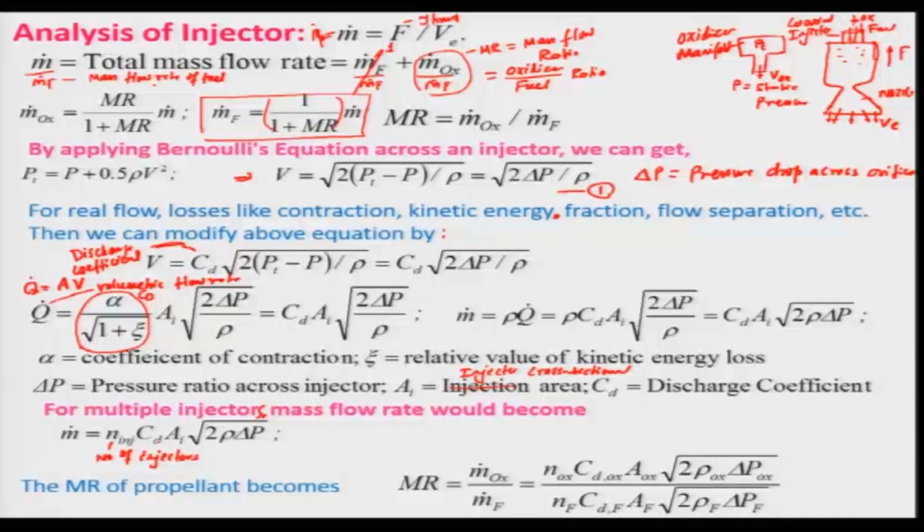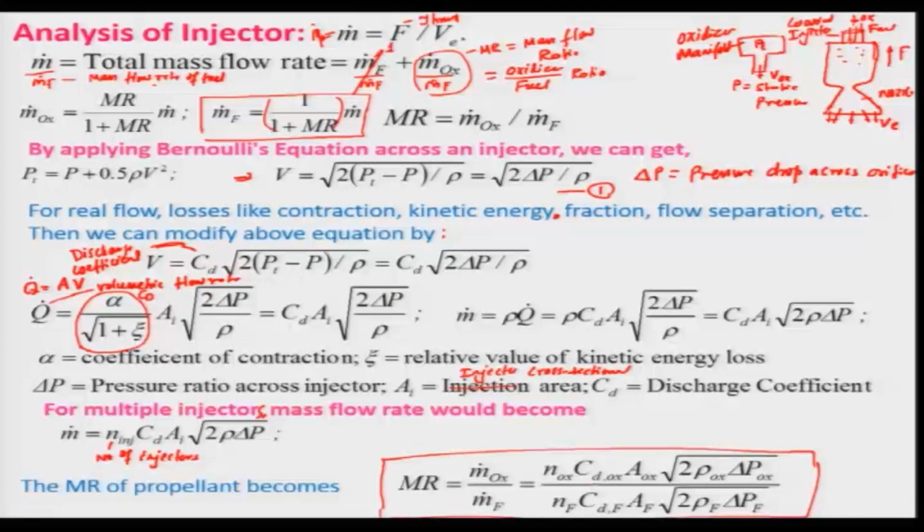And then by knowing this we can get the MR, the oxidizer to fuel ratio. I can get it as m dot oxidizer divided by m dot fuel is equal to n_oxidizer C_D oxidizer A_ox divided by n_F C_D of the fuel A_F, and of course, in the numerator root over 2 rho oxidizer delta P_ox divided by root over 2 rho fuel delta P_F.